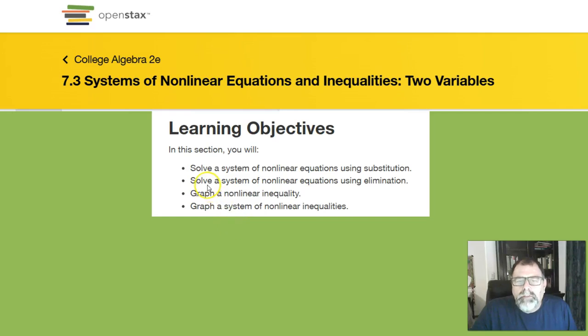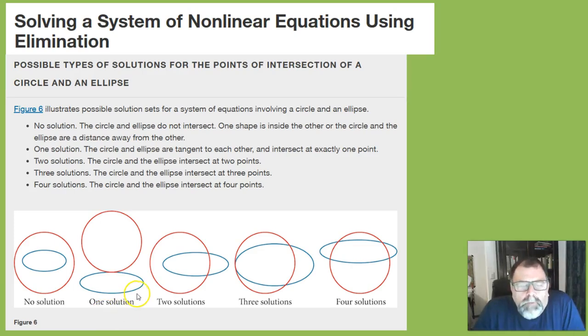Okay, so now we're going to solve a system of nonlinear equations using elimination. And our first example using elimination is a system that has a circle and an ellipse. So it's always good to think about what the possible outcomes are. Depending on how the circle and ellipse interact with each other on the graphs, you can get no solution. You can get 1 single point as a solution. You can get 2 points. You can get 3 points or 4. So you can get anywhere from 0 to 4 points, depending on how they interact with each other.